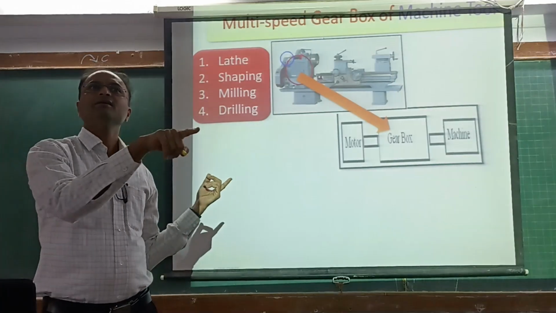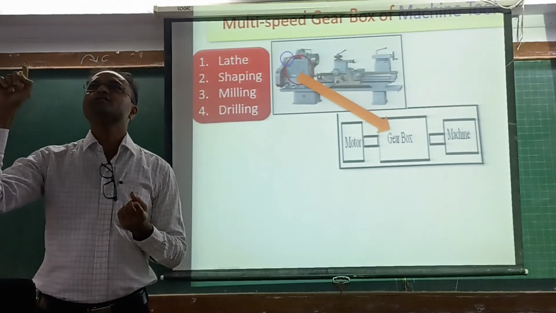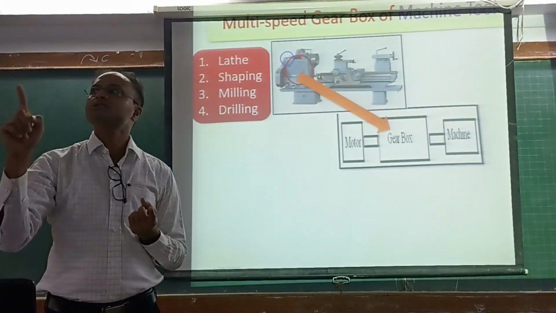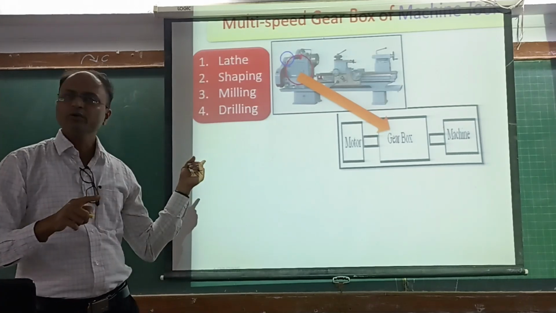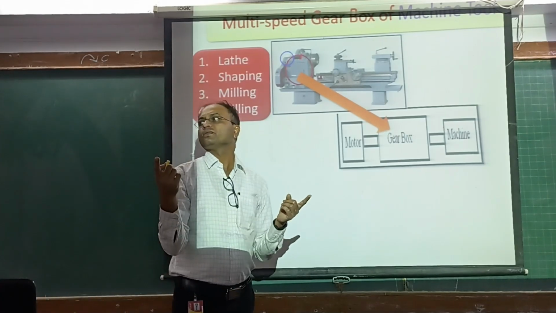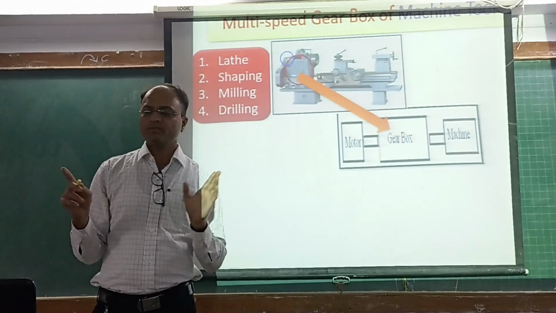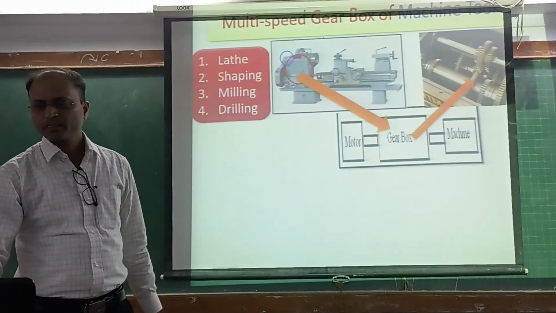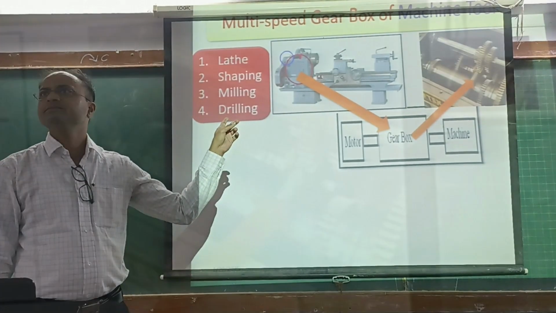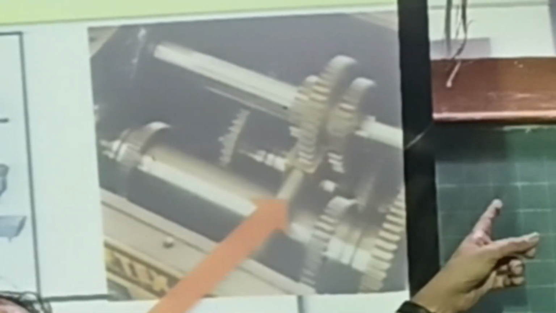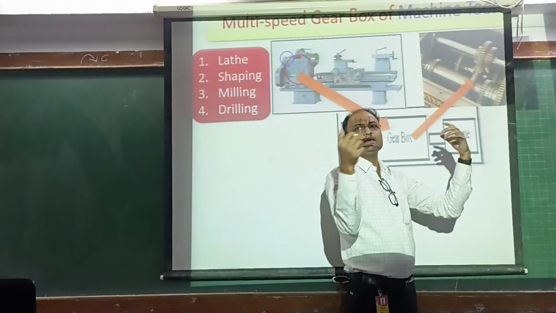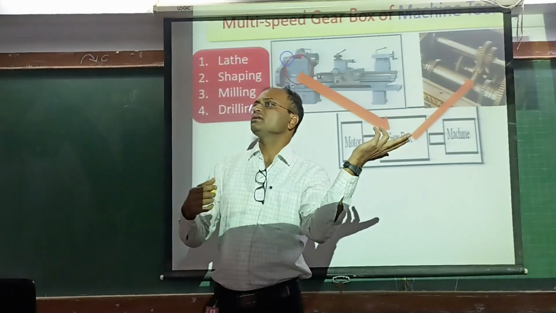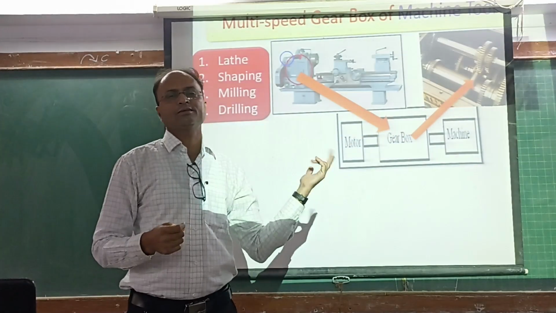Which gearbox did we study yesterday? Single speed. It was a single speed reduction gearbox. Now we are going to study multi-speed reduction gearbox. So that is the difference. You might have seen such an arrangement. There are many gears on one shaft, many gears on the counter shaft, and many gears on the output shaft. By engaging different pairs at the output, we get different speeds.